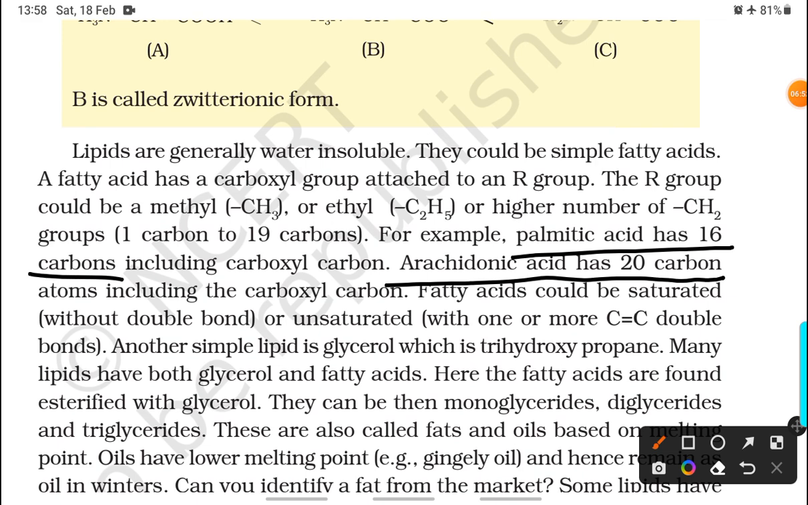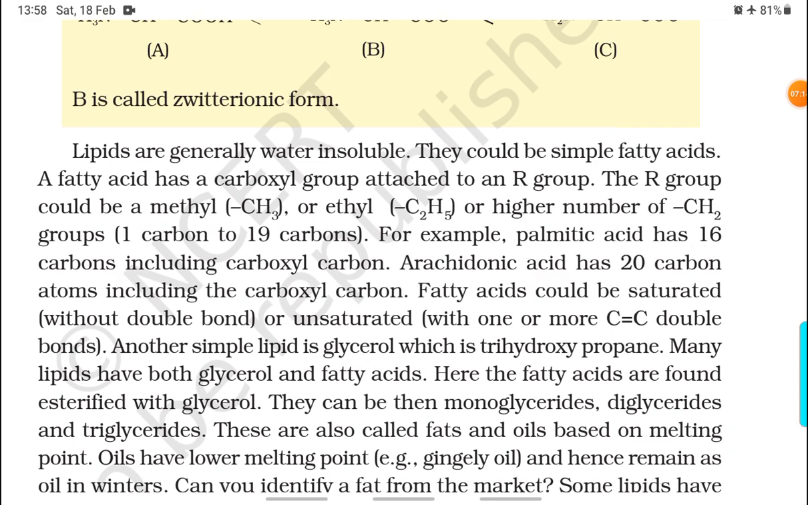Another simple lipid is glycerol, which is a trihydroxypropane. Many lipids have both glycerol and fatty acids. Hence, the fatty acids are found esterified with glycerol. They can then be monoglycerides, diglycerides, and triglycerides. These are also called fats and oils based on melting points.